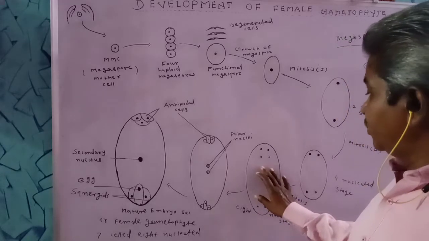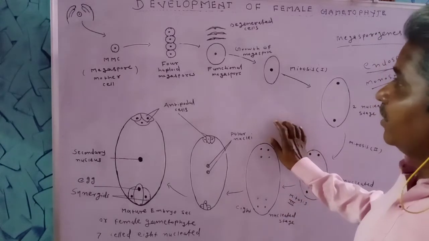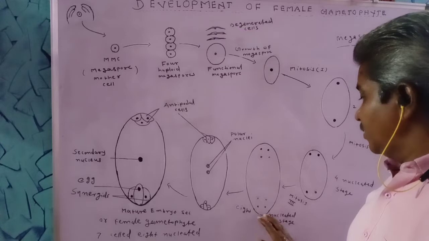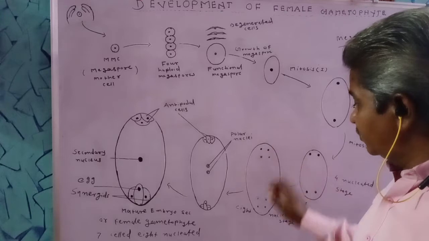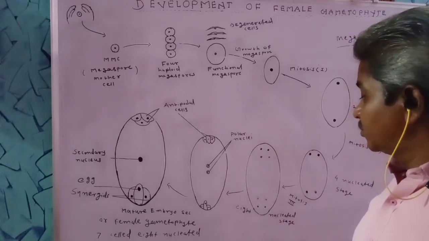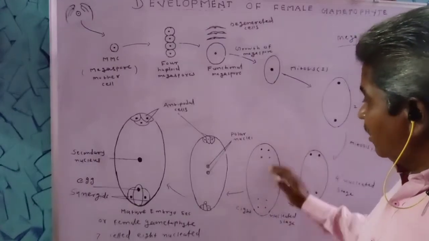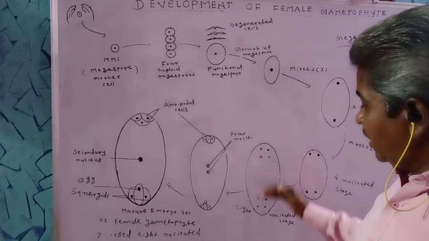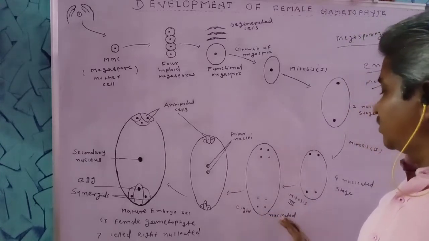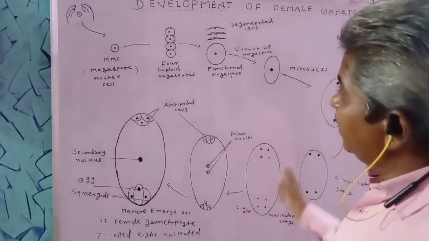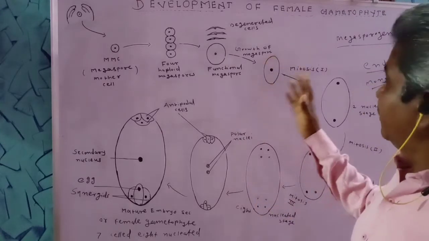Out of these 8 nuclei, 4 nuclei lie towards the chalazial end of the ovule and 4 nuclei lie towards the micropylar end. So this is the 8 nucleated stage of the development of the female gametophyte.